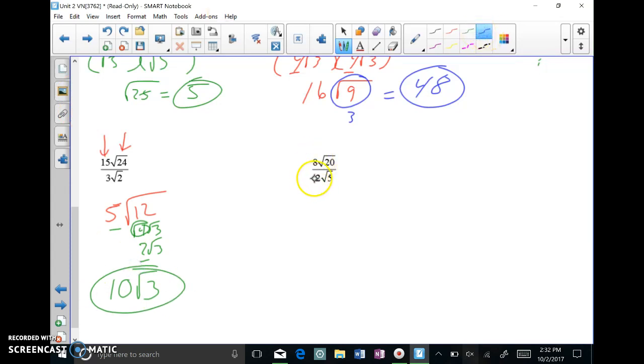Last one. 8 divided by 2 is 4. And 20 divided by 5 is 4. And 4 is from your list of squares. So the square root of 4 is 2. And 4 times 2, a final answer of 8.